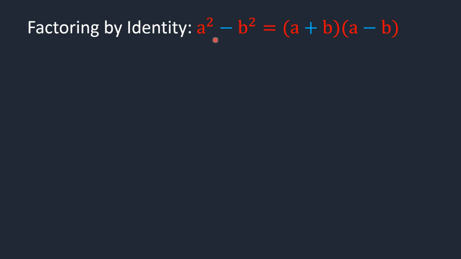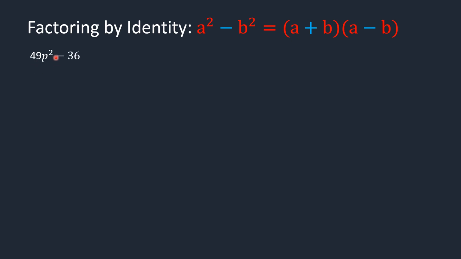Here square root of a squared is a, square root of b squared is b. Give plus sign to one factor and minus to the other. Now by using this identity, we will solve a few examples.